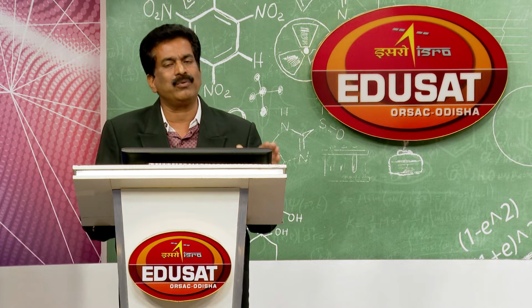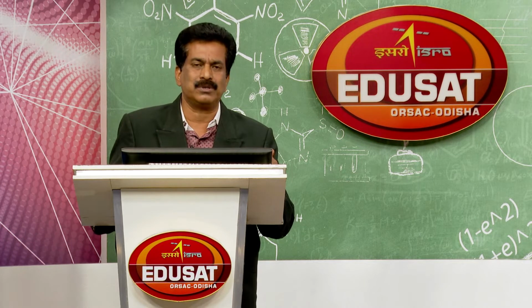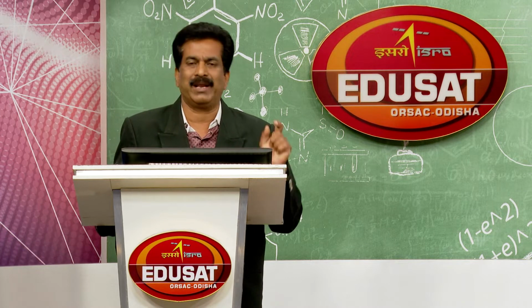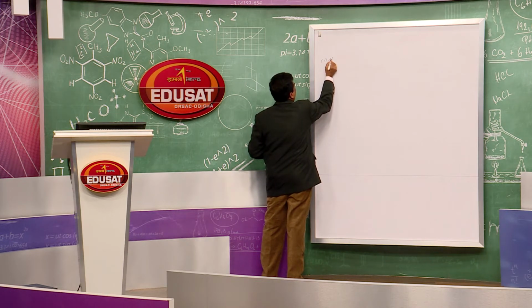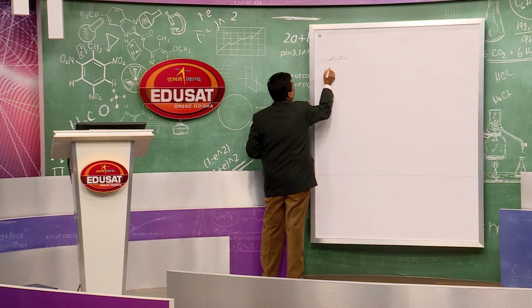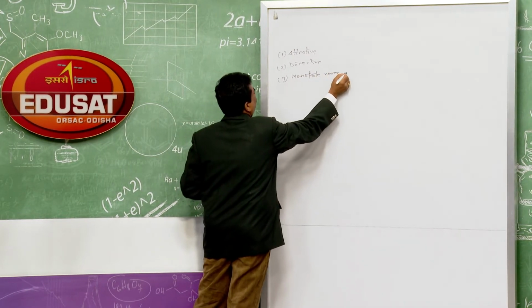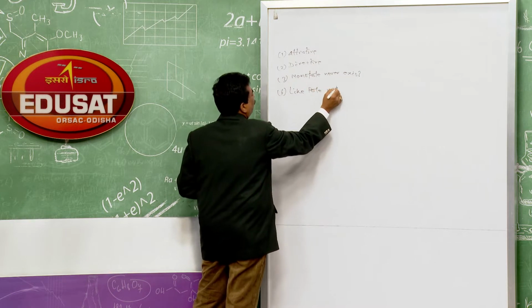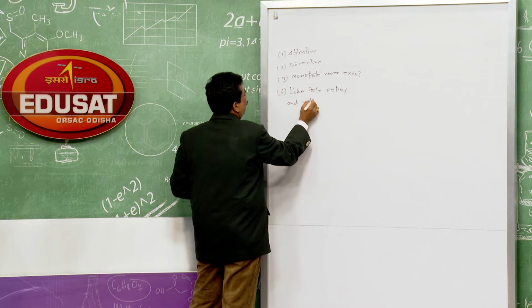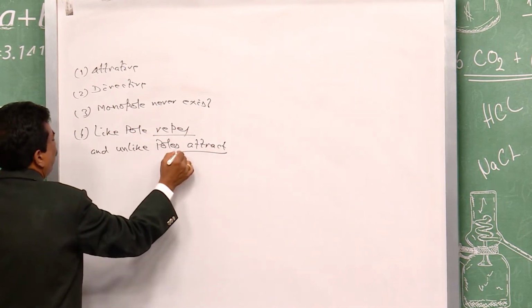But here, from nature, we obtained magnetic attractions, and attraction means it is between the two poles, as per the property of the magnet. In the magnet, the properties which we came to know: one is the attractive property, one is the directive property, third one is that a monopole never exists. Next one is that like poles repel, and unlike poles attract. So one is the repel, another one is the attract.